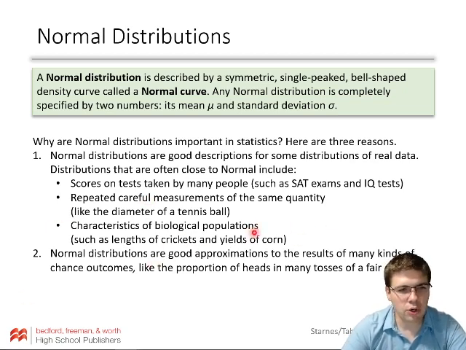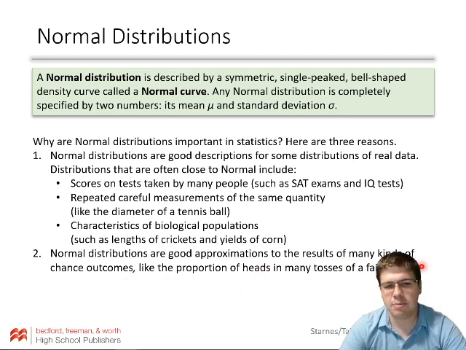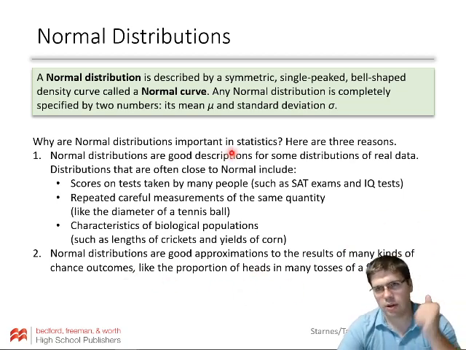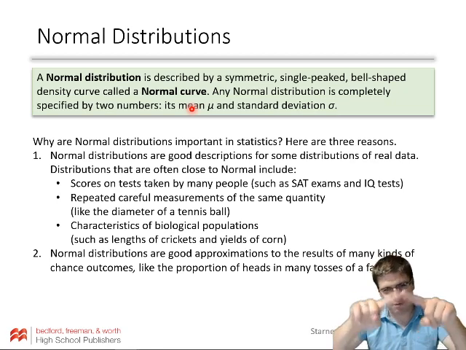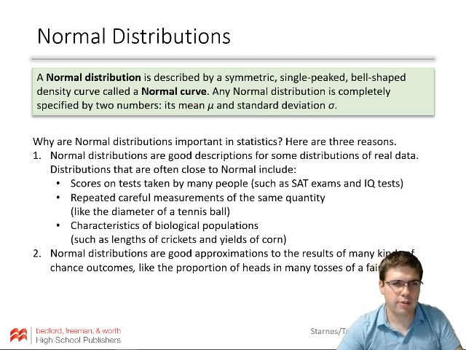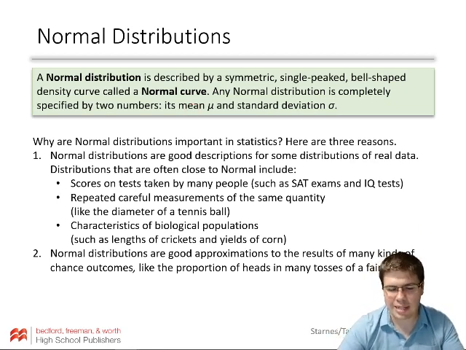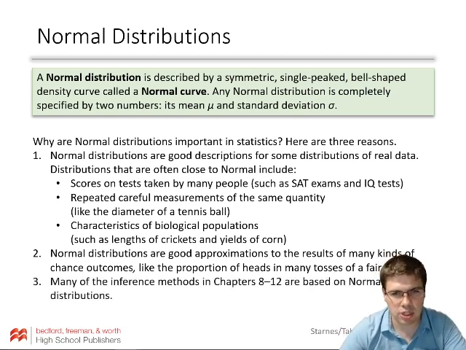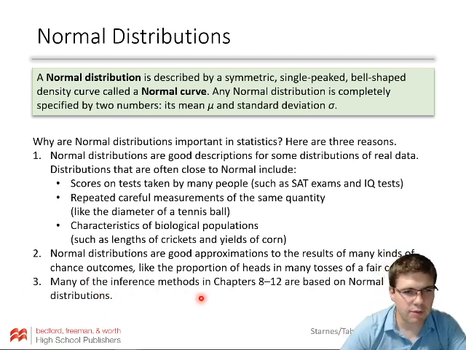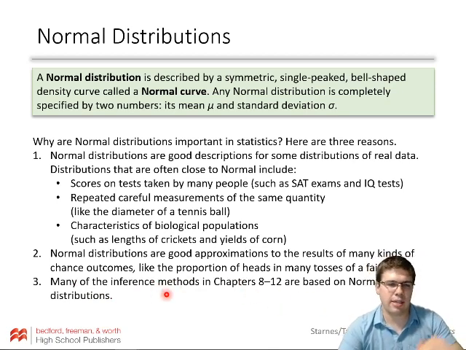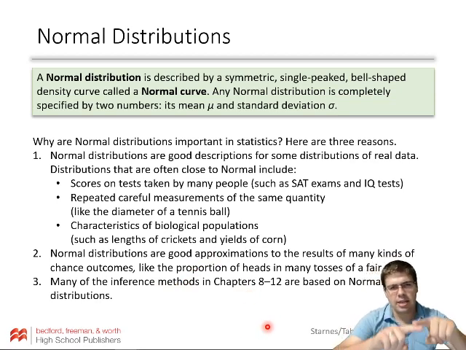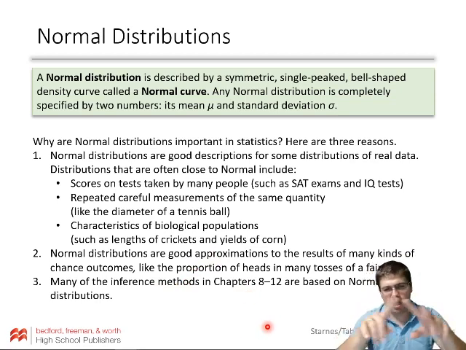Normal distributions are good approximations for the results of many kinds of chance outcomes, like the proportion of heads in many tosses of a fair coin. So kind of crazy, if you just flip a coin over and over again, the distribution of possible outcomes, if you flip it enough, ends up falling into that normal curve distribution. So randomness, chance, actually ends up falling into that normal distribution. And many of the inference methods in our later chapters are based on the normal distribution because they use that chance, and it's not just the coin flip, it's lots of other chance that ends up falling into this bell-shaped normal distribution.